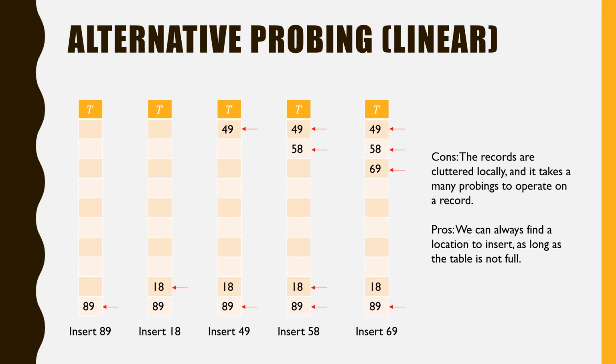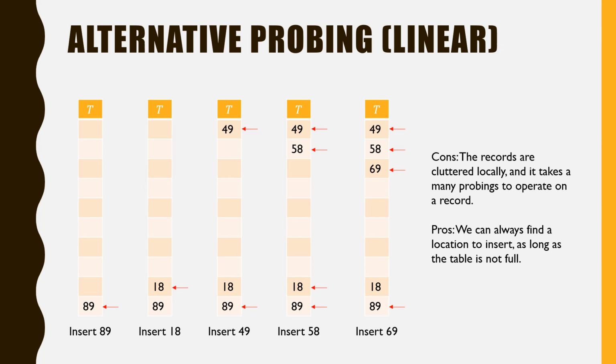Now, the insertion of 58. We begin with T8, failed, then T9, failed, then T0, failed. Finally, we'll put it into T1. Similarly, for the insertion of 69, we have to try T9, T0, and T1 before settling it down at T2.